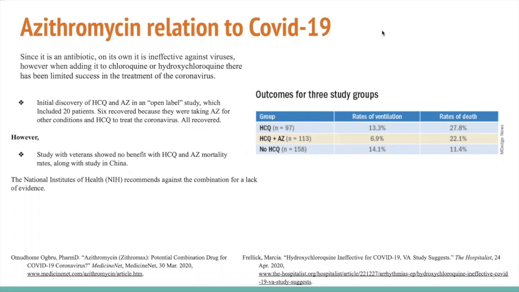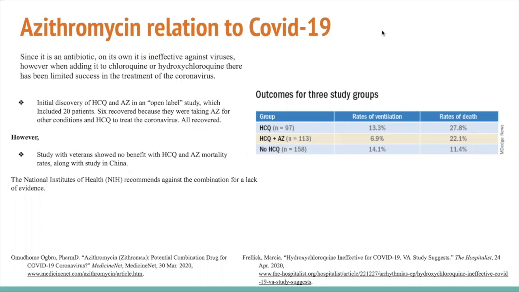So the bigger picture here is in how azithromycin relates to COVID-19. Since it is an antibiotic on its own, it is ineffective against viruses. However, when adding it to chloroquine or hydroxychloroquine, which are both drugs designed to combat malaria, there's been limited success in the treatment for the coronavirus.